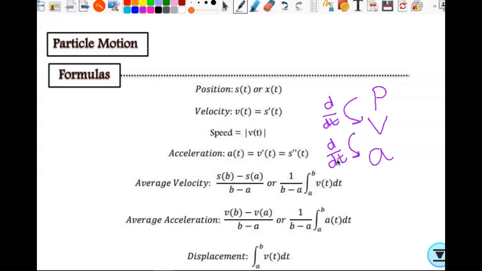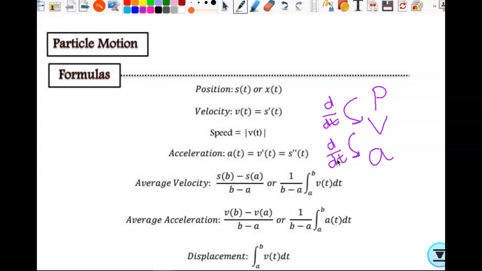All right, now we're gonna go the other way. What if they give us acceleration and they ask us about velocity? What is required? Integration. Okay, if they give me velocity and they ask about position, what is required? Okay, an integration.